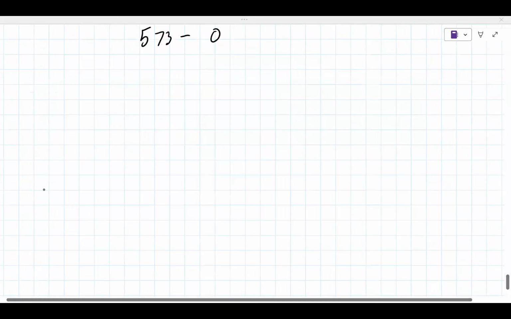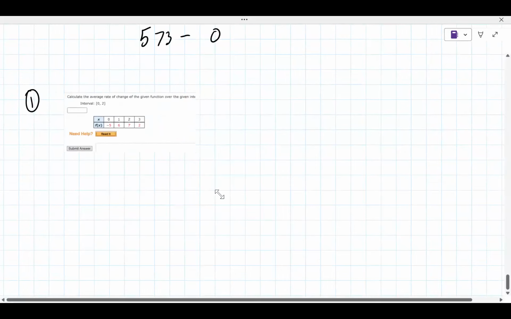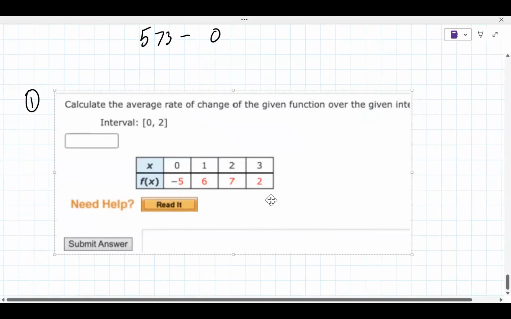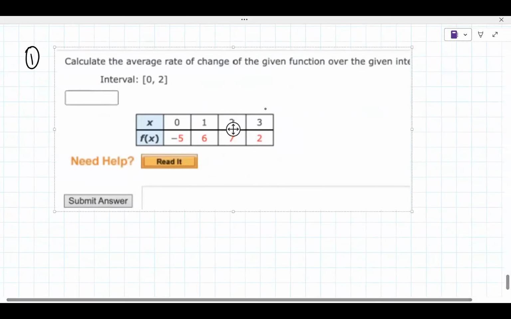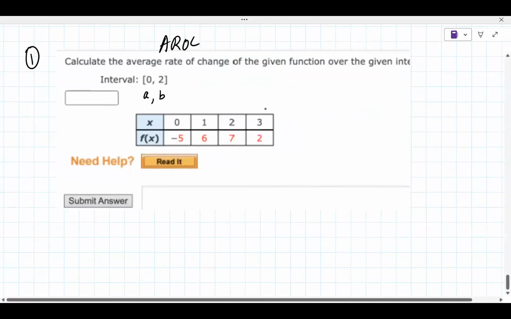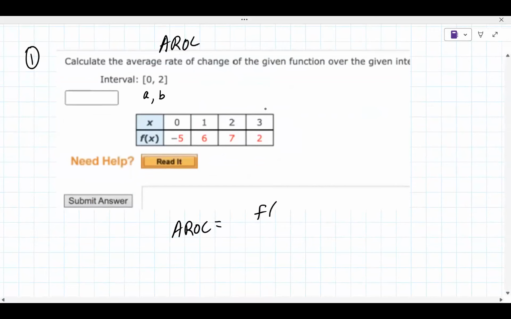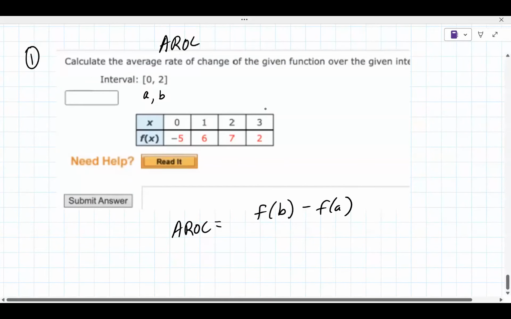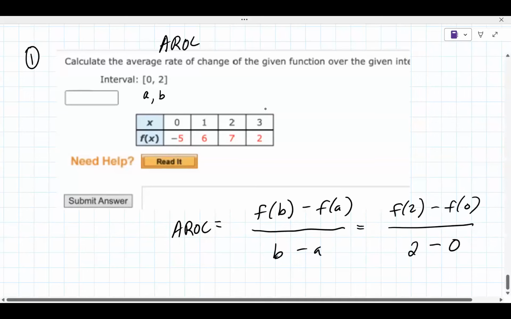All right, number 1 here. Calculate the average rate of change, sometimes referred to as AROC, on the interval 0 to 2. So the first number is a, the second number is b. Average rate of change. You actually did this in your previous course. It's f of b minus f of a over b minus a. In your problem, it's f of 2 minus f of 0 over 2 minus 0.